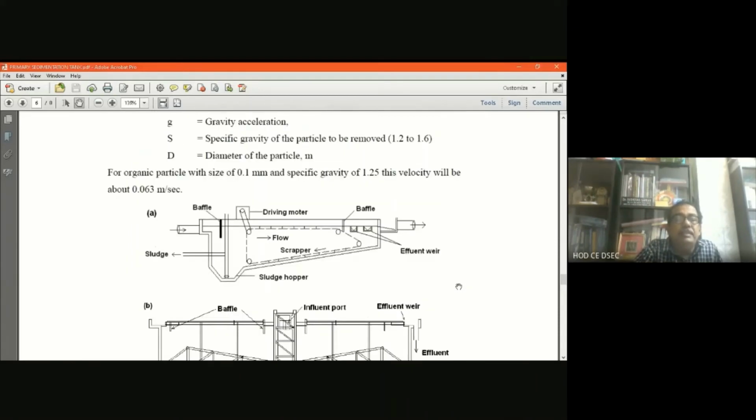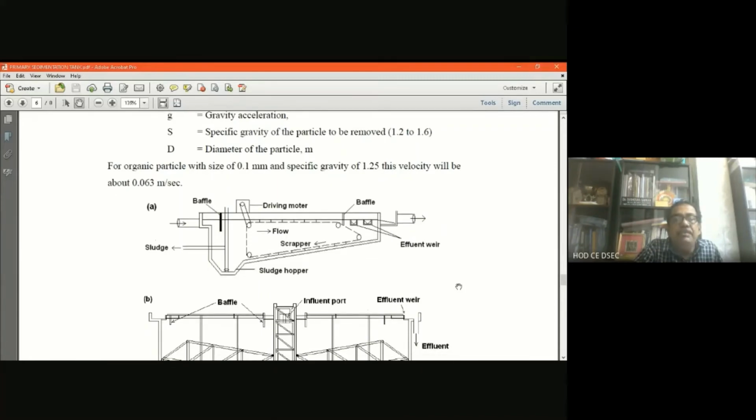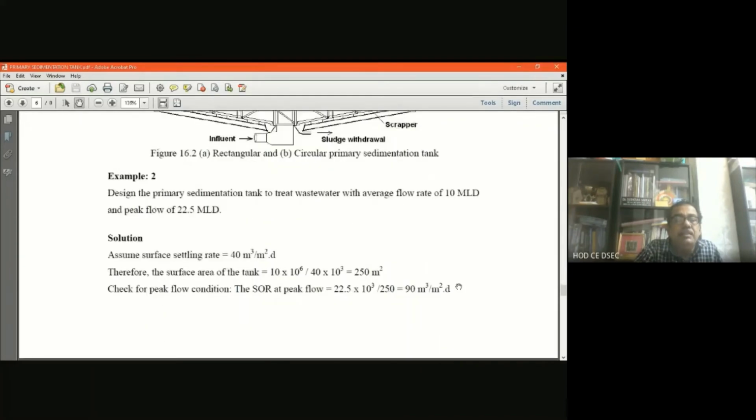Now let me discuss a problem which will give you a clear conception of the primary sedimentation tank. Once I explain this problem, the design consideration of the primary sedimentation tank will be very clear. So this is the problem I am going to discuss regarding the design of the PST.